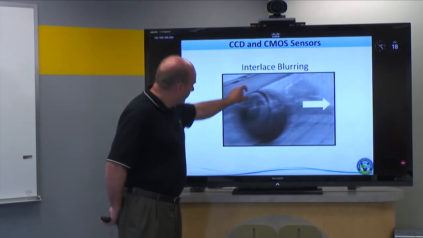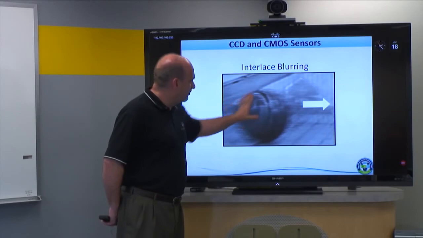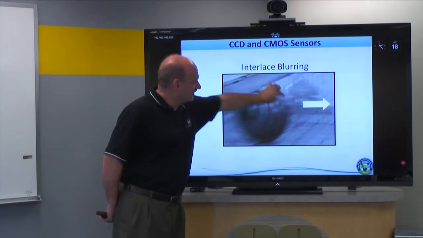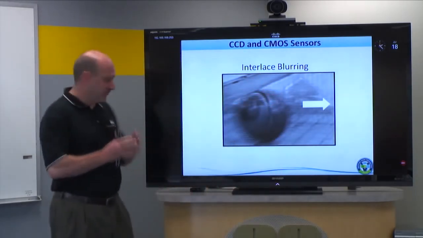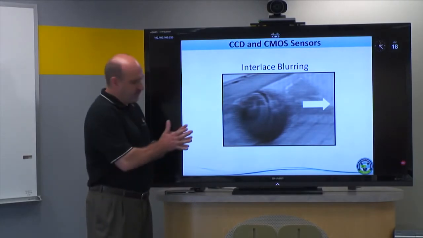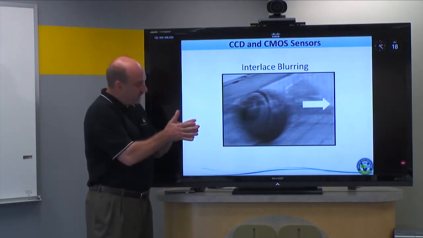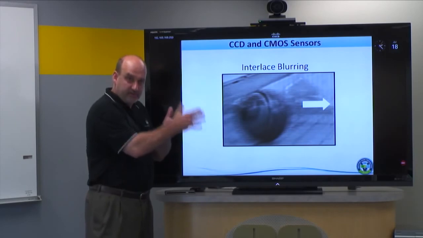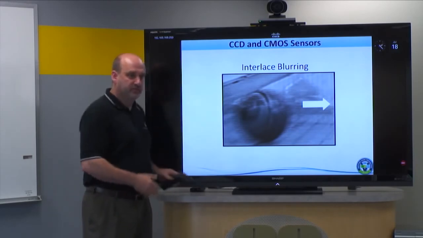Actually, I should say it this way. The trailing edge was captured first, then the ball moved forward this way, and then the leading edge was captured, and you're actually seeing the physical separation of what was a timed-together frame, now separated by the difference in the exposure and the movement of that ball.